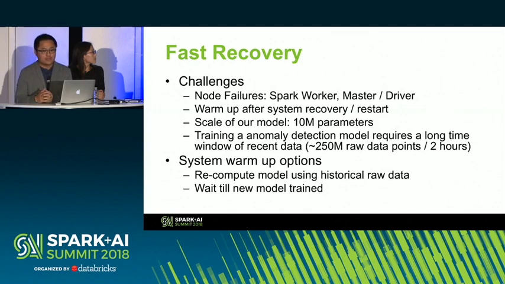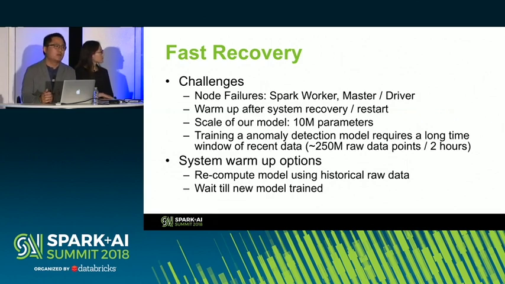We refer to this period as a warm-up. The warm-up could be done by retraining the model using the historical raw data, or we will have to wait until a new model is available. In our use case, considering the scale of our model, each option takes approximately 2 hours.